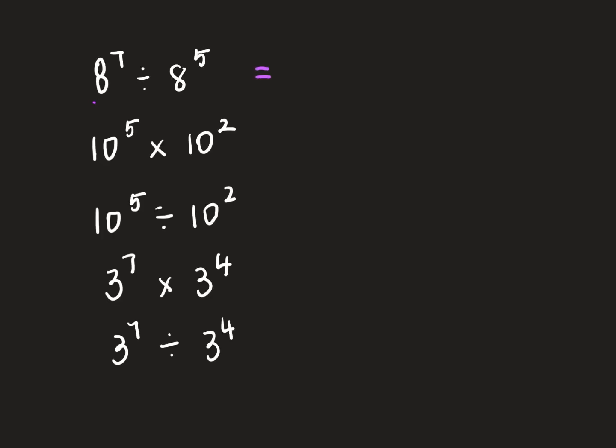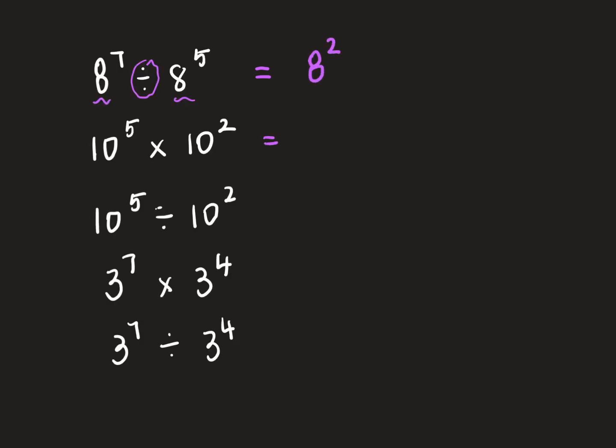Okay, the first one, the bases are the same. I'm dividing the terms, so I subtract the indices. That's going to give us 8 to the power of 7 minus 5, which is 2. Next one, the bases are the same. I'm multiplying the terms, so what do I do? I add the indices. 5 plus 2 is 7. Next one, the bases are the same. I'm dividing the terms, so what am I going to do? I am going to subtract the indices. 5 minus 2 is 3.